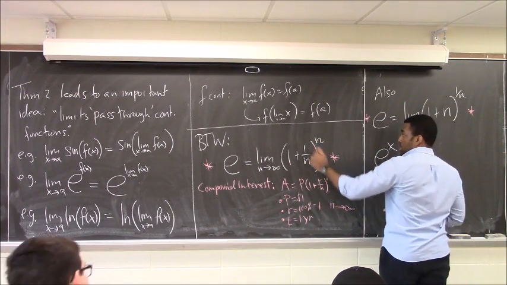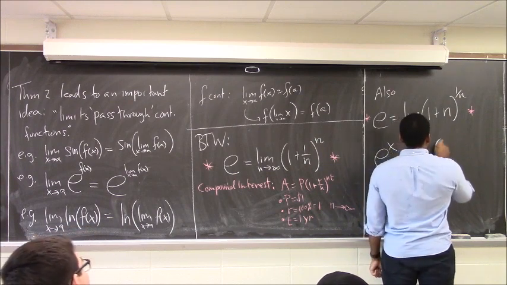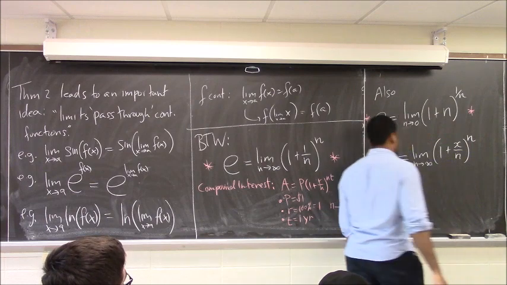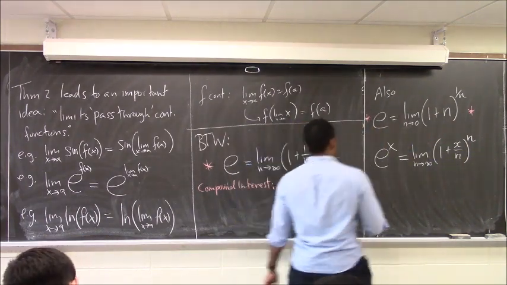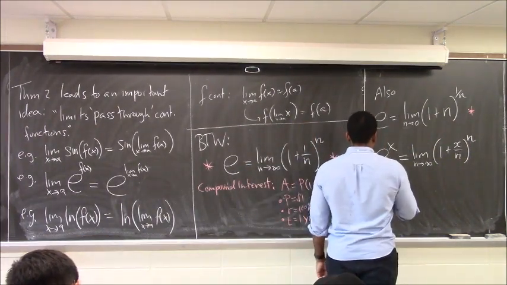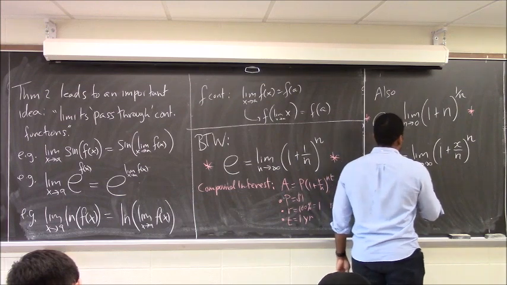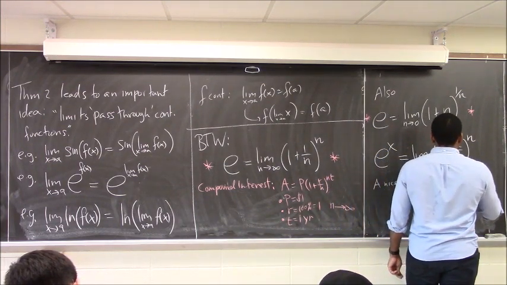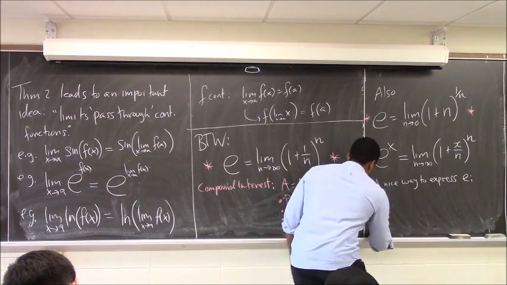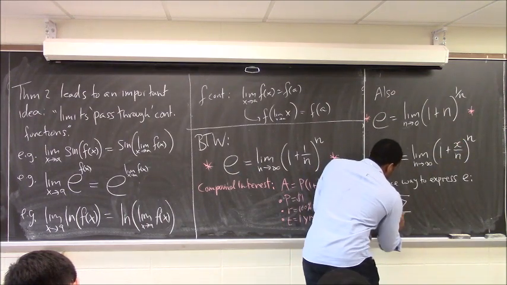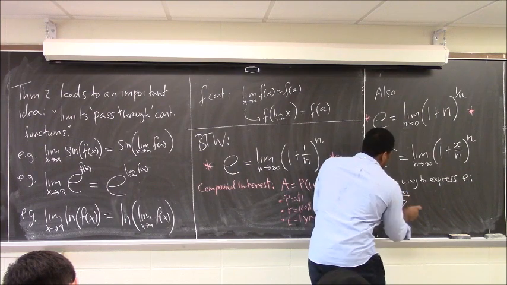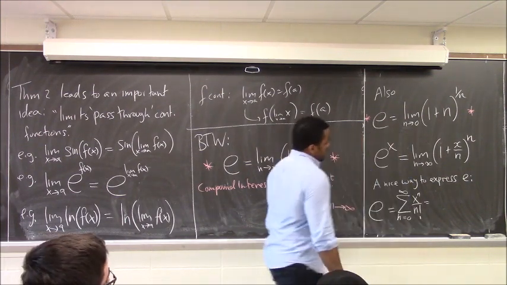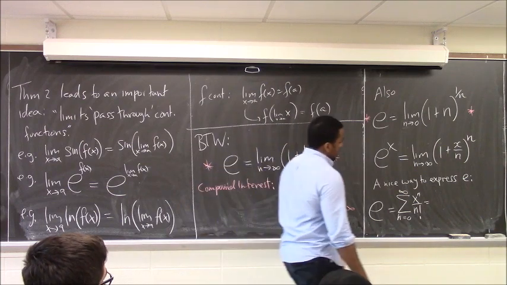You just replace the interest rate with x. So it's 1 plus x over n. A very nice way to express e is as an infinite sum. So e is going to be the summation, n goes from 0 to infinity, of this expression here, which you can think of as an infinite sum.